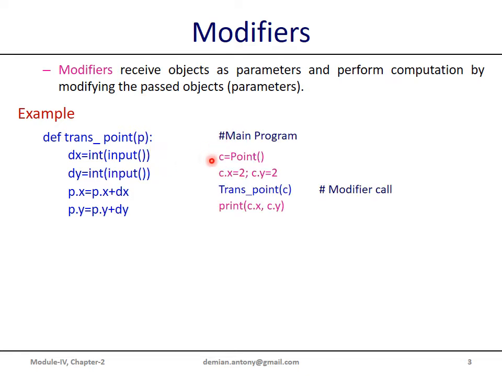This is the main program. We create a point, we initialize values for x and y as 2, and then we make a call to this modifier. This modifier function modifies the values of c.x and c.y, and ultimately we receive new values.